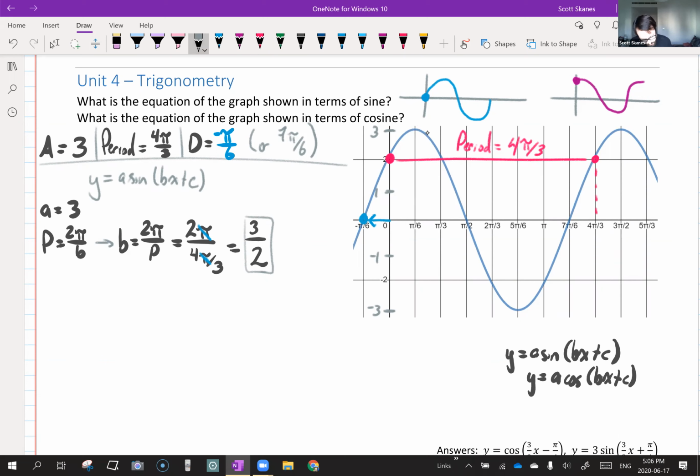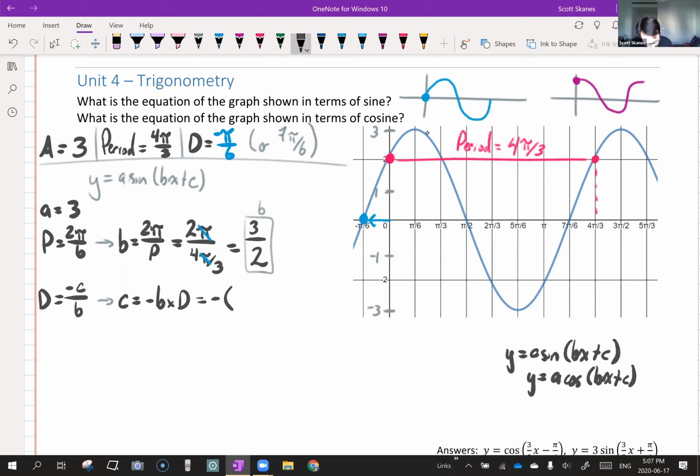So what I just solved for was B, just to remind you. I have A and B, now I need C. How do I find C? I find it from displacement. Displacement is negative C over B, which I saw in the chat earlier. If you rearrange this, C equals negative B times displacement. So just put those numbers in.